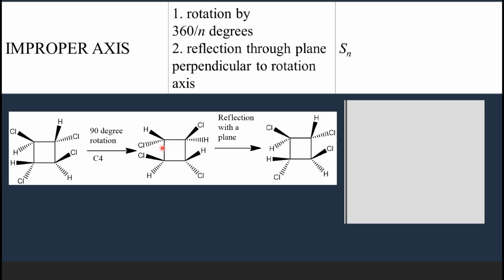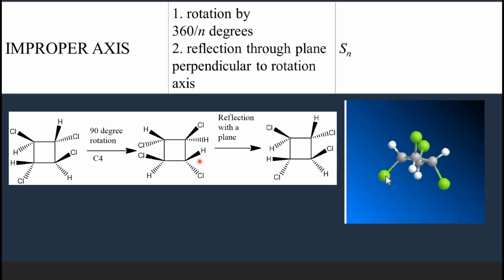After 90-degree rotation about the axis that goes through the center of the molecule, we are going to perform a reflection operation with respect to a plane that contains the 4 carbon atoms. So let us imagine there is an axis perpendicular to the plane of the screen, and the plane is just on the screen. So we have done a rotation of 90 degrees. Now we are doing a reflection with a plane that contains the carbon atoms.